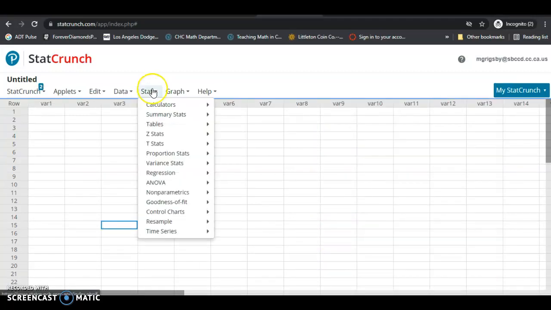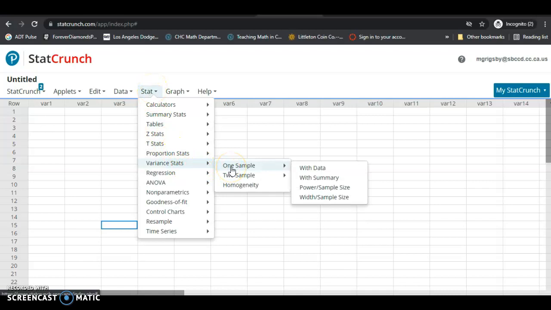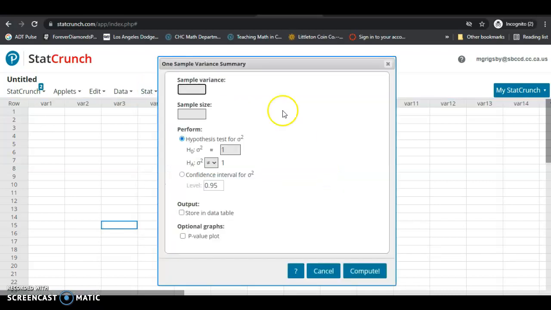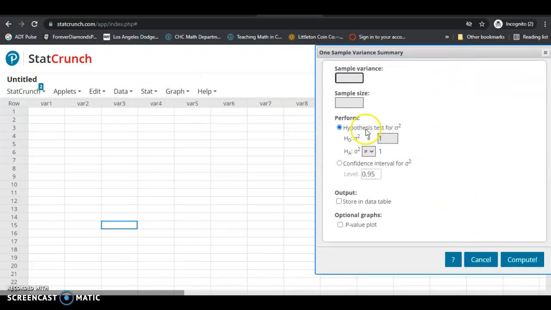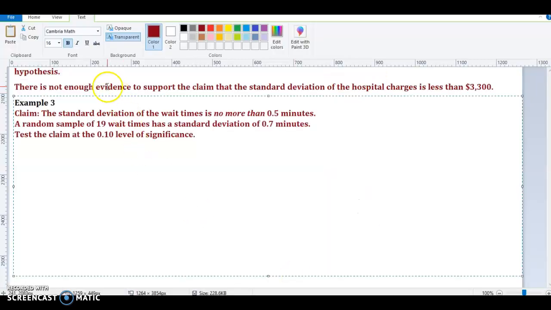Okay, and then we're going to go to the stat menu and then select variance stats with one sample, since we only have one sample. And then with the summary, since we don't have the actual data values. Okay, and notice that it's asking for the sample variance in this first box. Okay, and in the problem, it tells us that the standard deviation of the sample was 0.7.